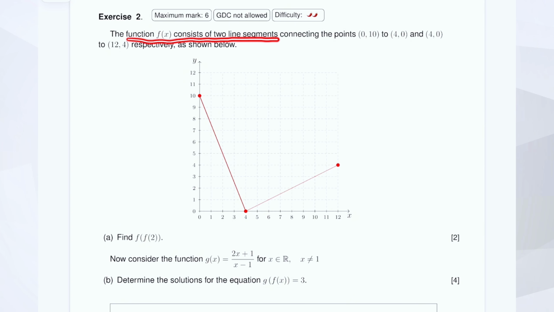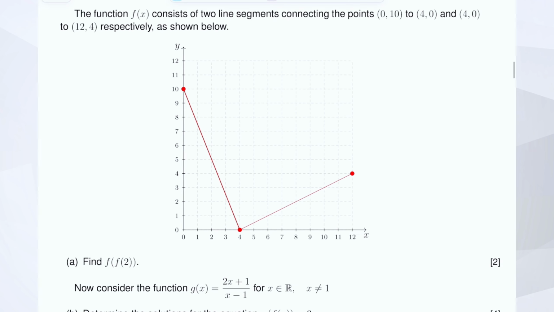Alright, so in this question number 2, you're going to need to be super comfortable with not only finding equations of lines, but also how to deal with composite and inverse functions. Now, what we have here is a function that consists of 2 line segments connecting these 3 points. So 0, 10, 4, 0, and then 4, 0 to 12, 4.